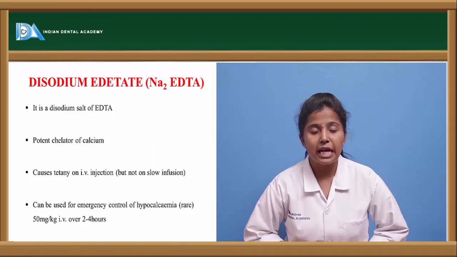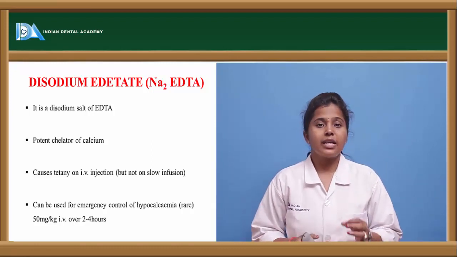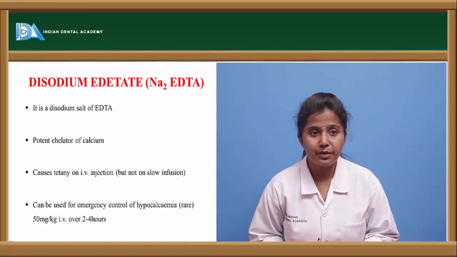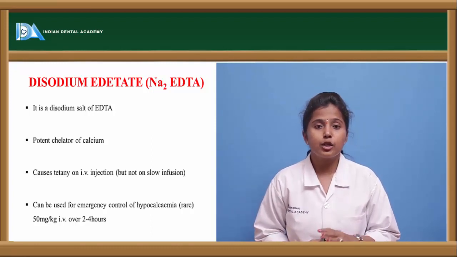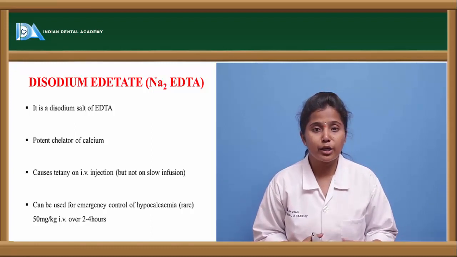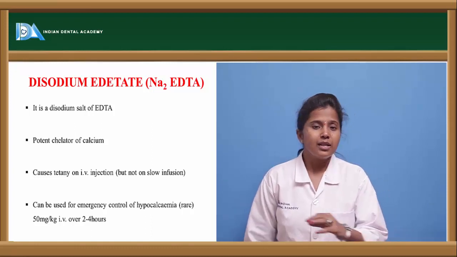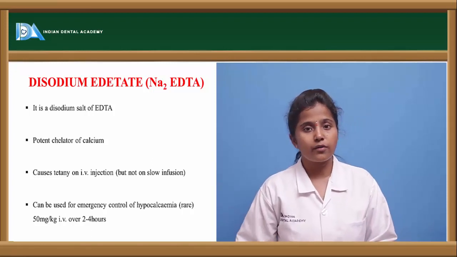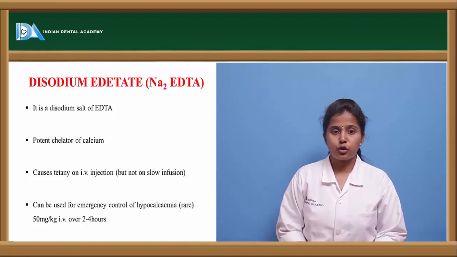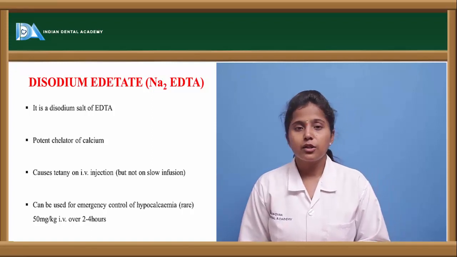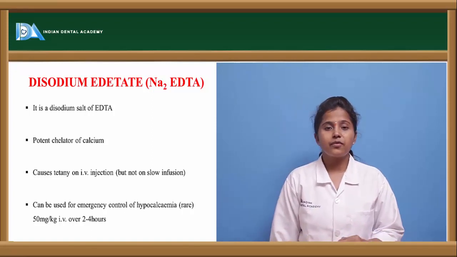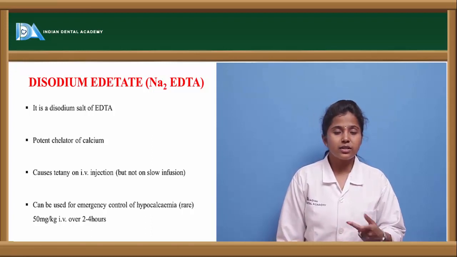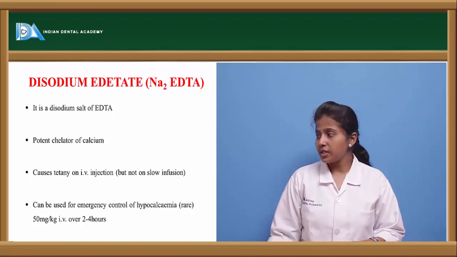Hypercalcemia is a condition where calcium overload is taking place. When there is an excessive amount of calcium present in the cell, it leads to hypovolemic shock for that particular patient. This condition is very rare as an adverse effect of this disodium EDTA. The dose of disodium EDTA is about 50 mg per kg IV over 2 to 4 hours.